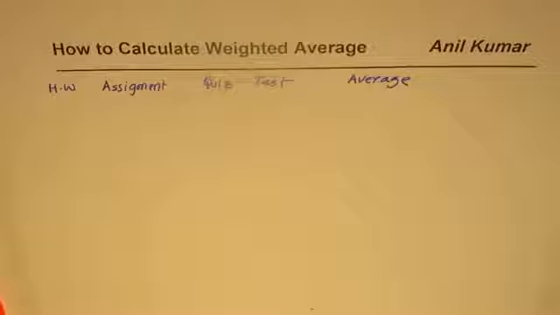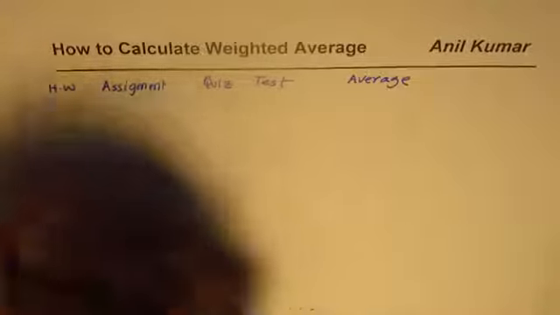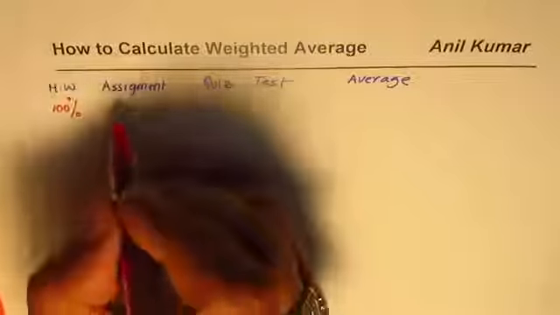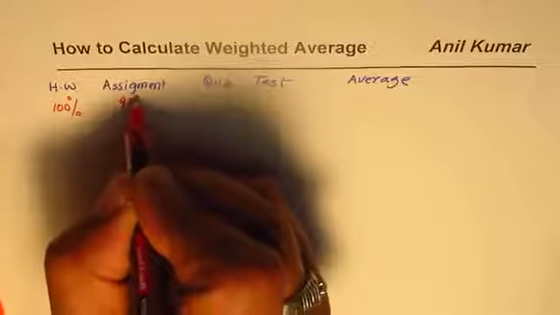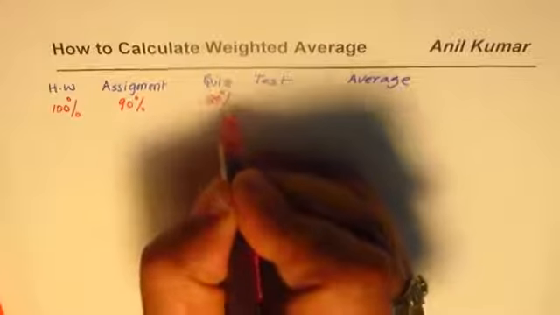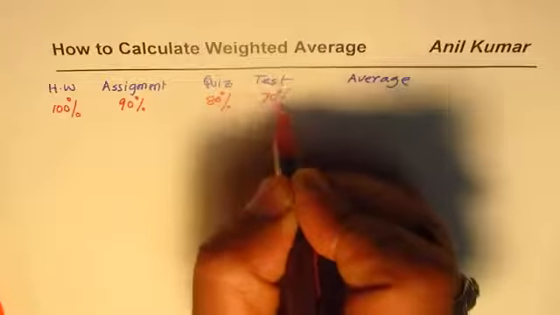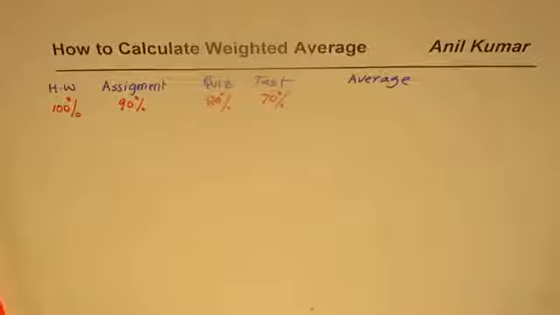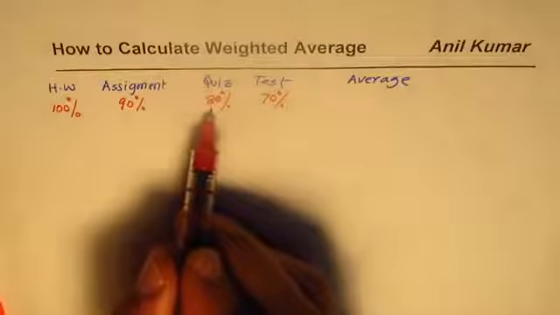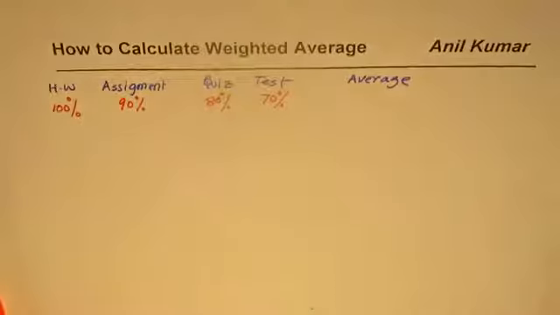So let us say that in homework, a person gets 100% marks. In assignment, a person gets, let me take simple values to start with, 90%, quiz, let's say 80%, and test 70%, correct? So that is the percent marks which a student gets in these four things. Find the average. When this is out of 100, this is out of 100, this is out of 100, this is out of 100, 500 in all, correct?